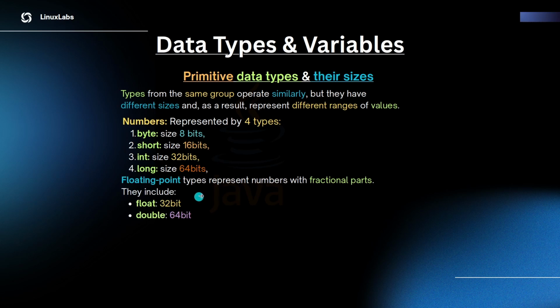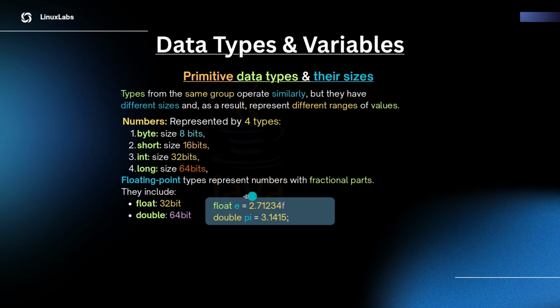We also have floating points which store decimal numbers or fractional parts, and they include the float, which is a data type of size 32. Then we have the double, which is of size 64 bits. This is how you declare and initialize these data types. You start with the data type float, then the variable name, then the value. And if it is a float, make sure you put this F here, or capital F, to make sure that Java knows that this one is a float and not a double.